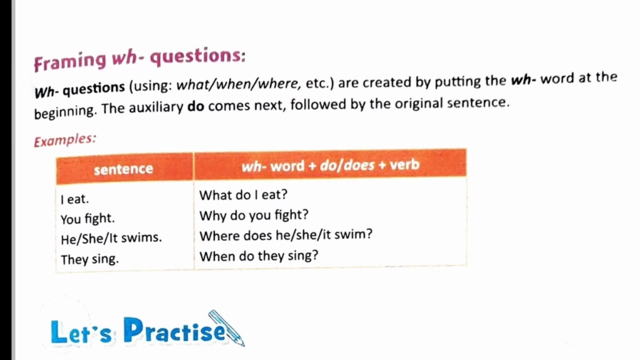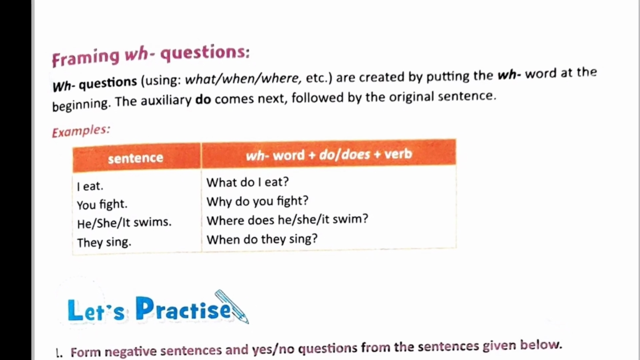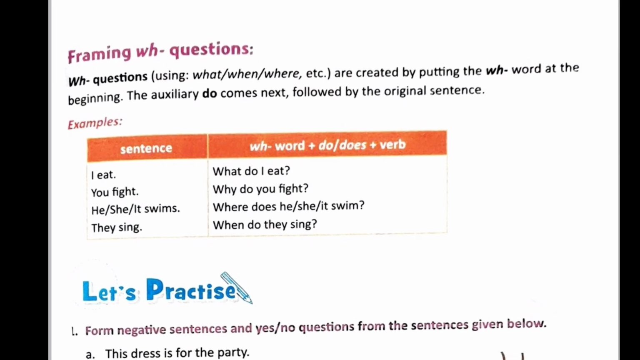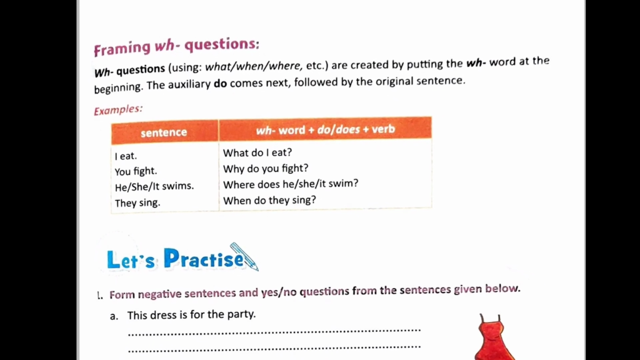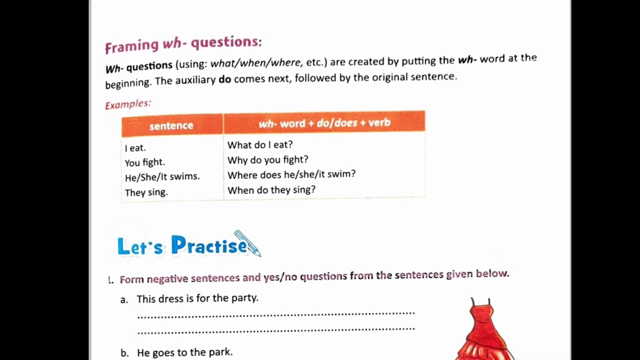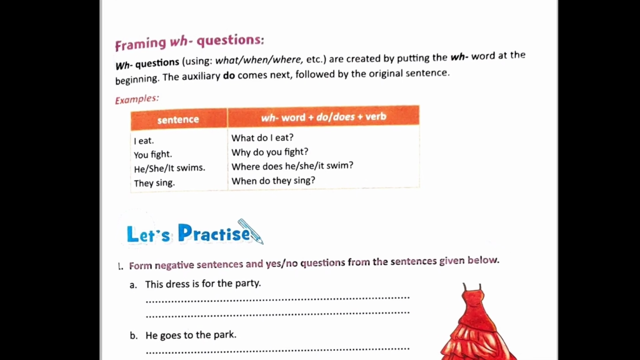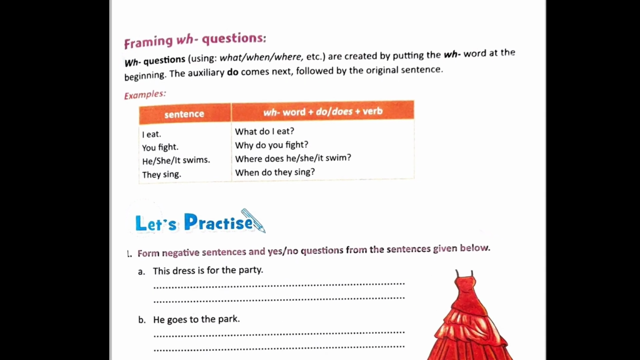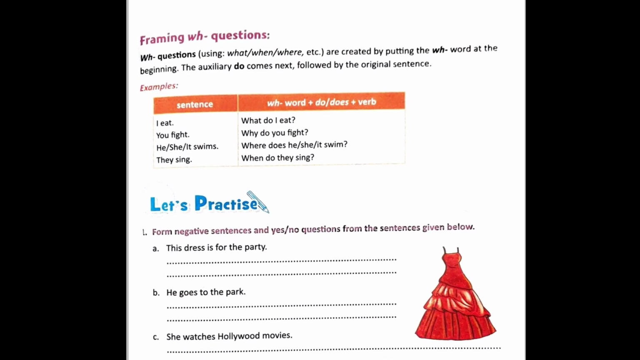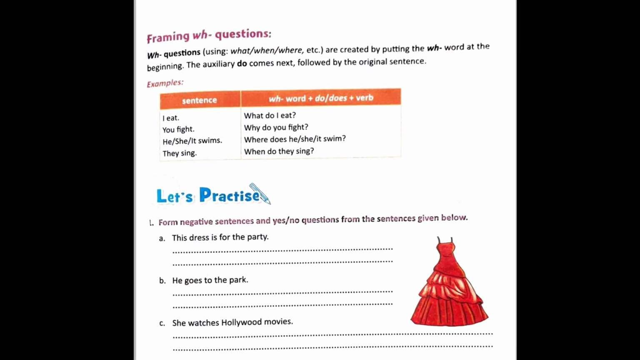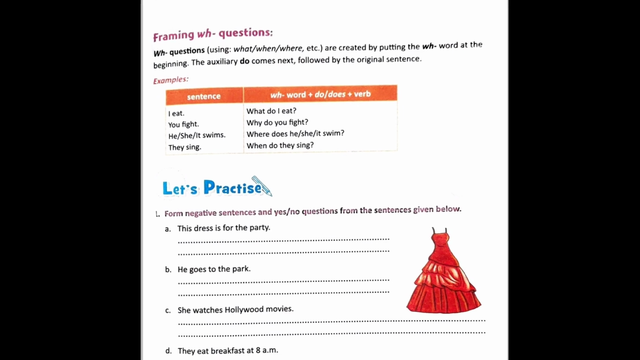Now let's look at the let's practice question. First is: form negative sentences and yes-no questions from the sentences given below. The first one is "This dress is for the party." So here we have a helping verb "is," so our negative as well as the yes-no question will use the helping verb "is." The second one: "He goes to the park."